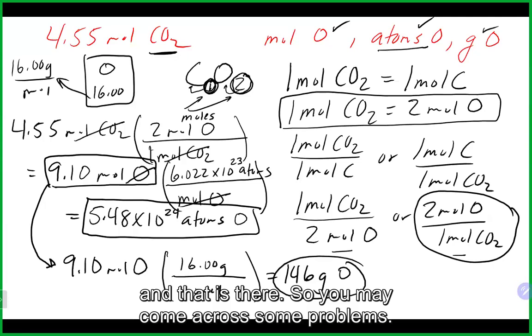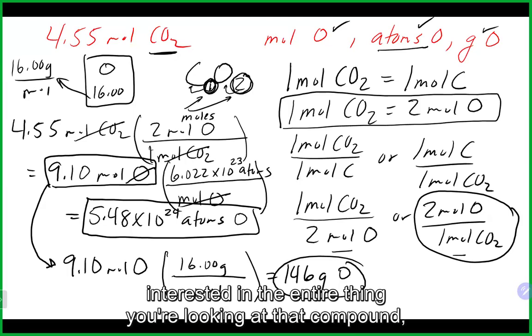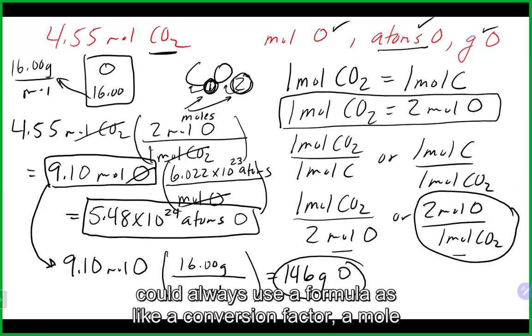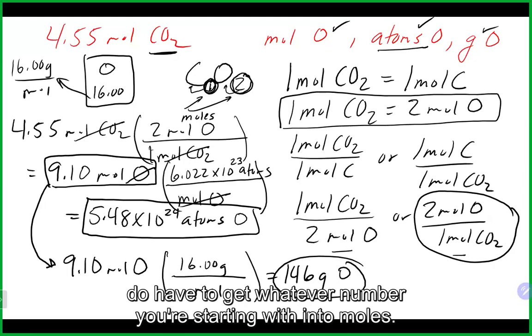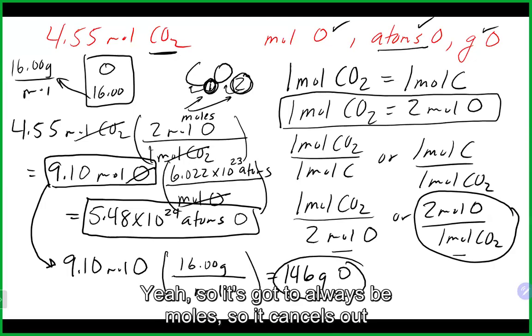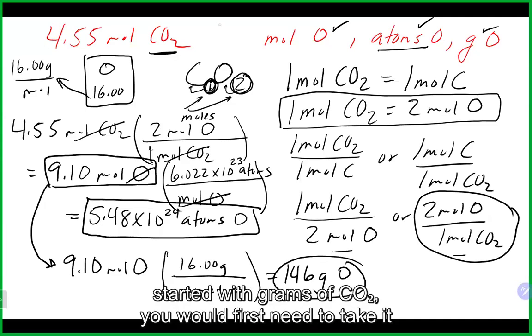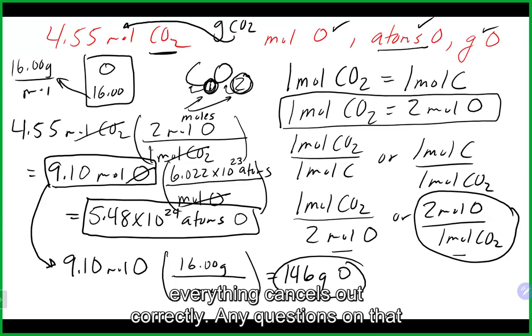So you may come across some problems. Sometimes books like to do that where they're maybe not interested in the entire thing you're looking at, that compound, but they may be interested in just one of the elements. So you could always use a formula as like a conversion factor, a mole to mole conversion factor, which means in order to use that, you do have to get whatever number you're starting with into moles. Yeah, so it's got to always be moles so it cancels out correctly. In this case, we started with moles, but if we started with grams of CO2, you would first need to take it to moles and then continue on with the calculation so that everything cancels out correctly.